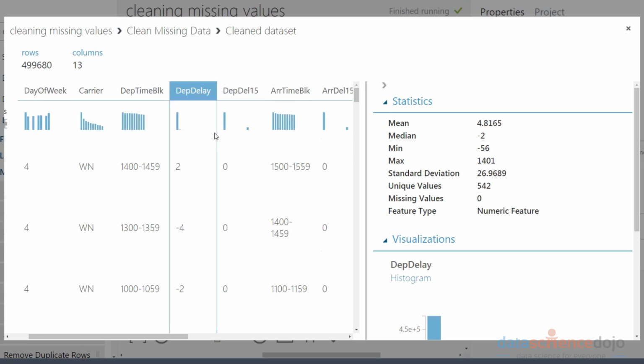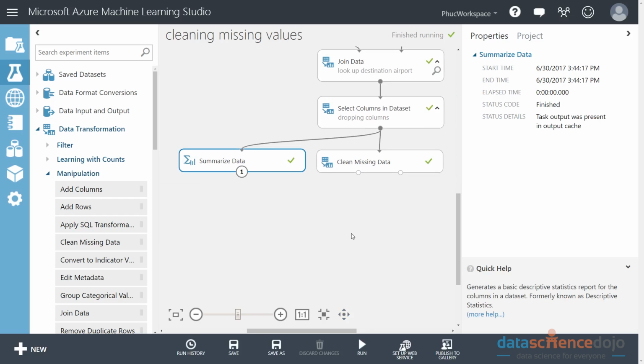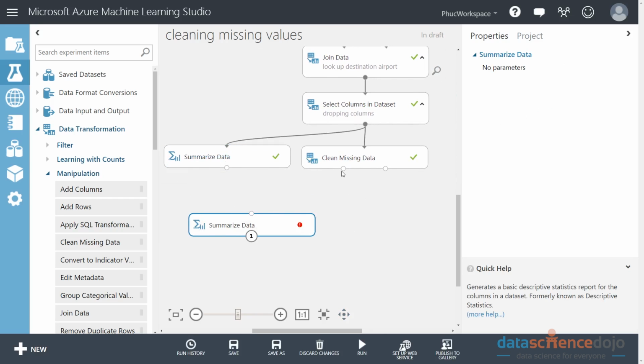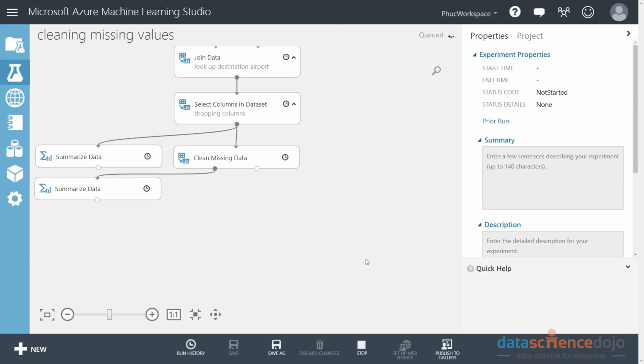Okay, and if you look at these 2 columns, they also don't have any more missing values in them either. And just to be sure, I can just take this summarize data module, Control-C, Control-V to copy paste it, and then connect this over here. Just to double check, do I have any missing values left in my data? Now I know I don't, but just in case I can check it. Okay, so that is if your response class is empty.